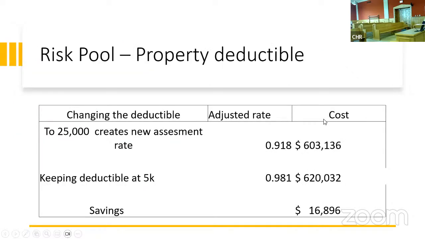So do I have anything else after that one? Okay, then that one I did, again, I went and looked at what it would do if we changed our deductible. Right now we're at 5,000, which seems pretty low. If we changed it to 25,000, what would that do? It would save us about $17,000.